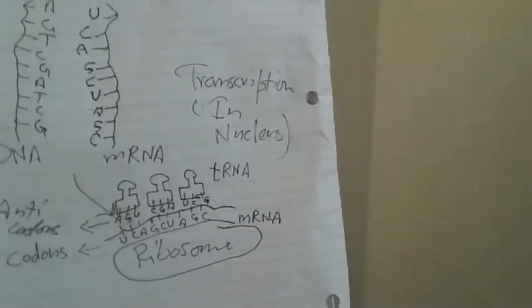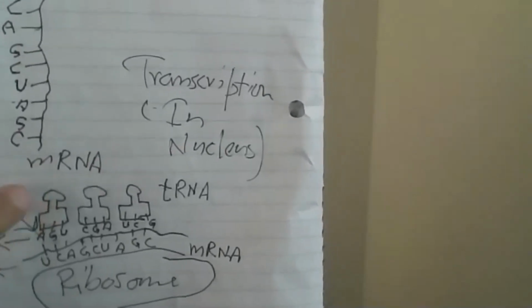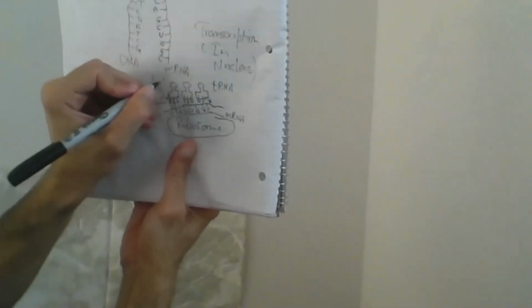But how does that make protein? Well, on the other end of the transfer RNA, on this knobbly head at the top, there's a specific type of amino acid attached. Let's say this one has an amino acid called isoleucine attached to it, just as an example. The other one might have methionine attached. The last one might have asparagine attached to it.